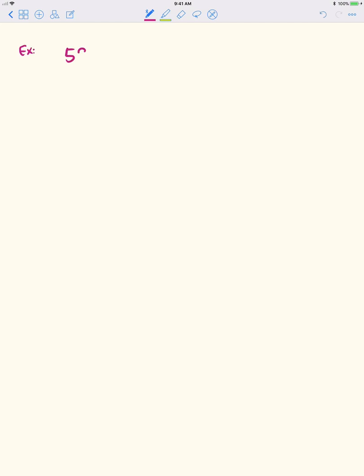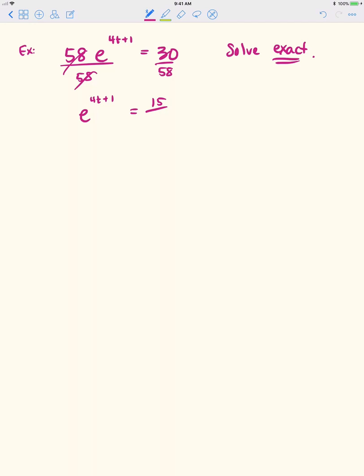So if we had 58e to the 4t plus 1 equals 30, and you had to solve for the exact answer. Okay. So again, it's an e base. I'll use natural logs in this one, but I need to divide that 58 away to make this nicer to solve for. So e to the 4t plus 1 equals 30 over 58. That does reduce to 15 over 29. You can keep it 30 over 58 as long as it's exact, but it does not round, it simplifies.